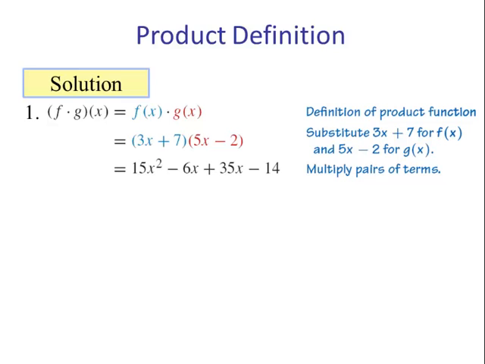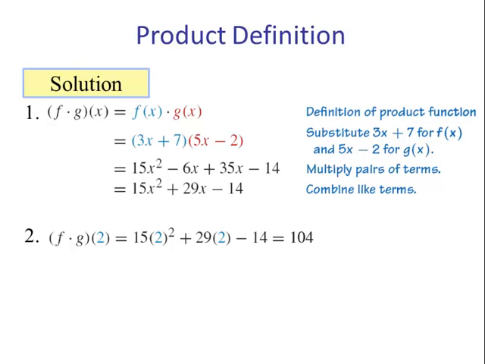Using the FOIL method, we have 15x squared minus 6x plus 35x minus 14. Combine like terms, and we have the function 15x squared plus 29x minus 14. This is a quadratic trinomial, and this is our new function.